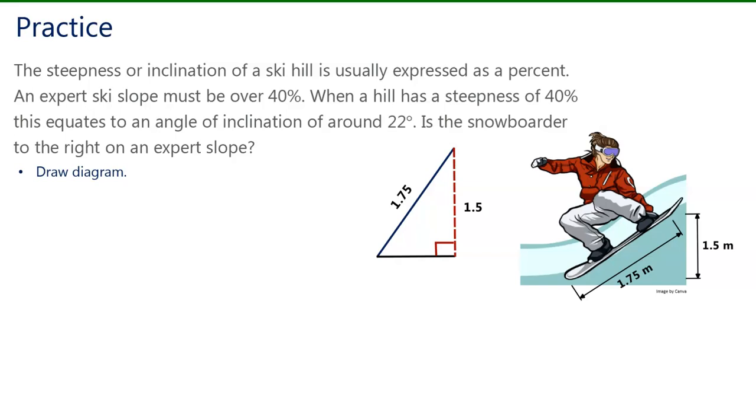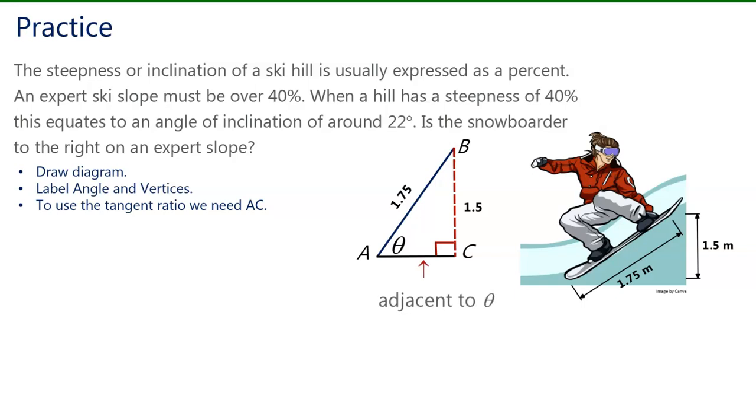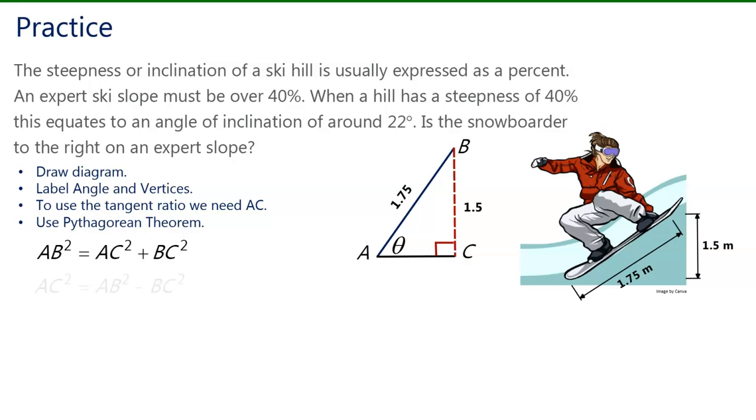First, we draw a diagram. Next, we label the angle and the vertices. Here's the angle theta. Here's A, B, and C. To use the tangent ratio, we need AC, which is the side adjacent to theta. To find AC, we must use the Pythagorean theorem. AB squared equals AC squared plus BC squared. Manipulating and isolating for AC squared, we get AB squared subtract BC squared.